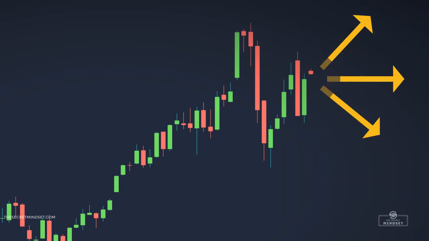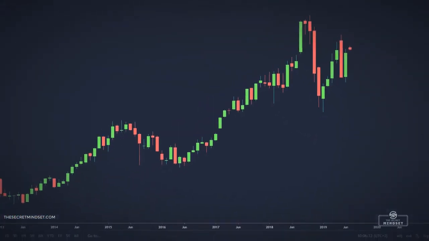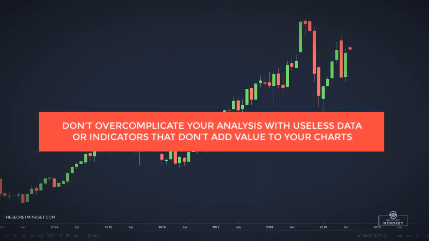The purpose of technical analysis is to apply tools that provide the best chance of identifying the future direction of prices. If wrong, these tools can also control the size of your loss. So it's imperative you don't overcomplicate your analysis with useless data or indicators that don't add value to your charts.